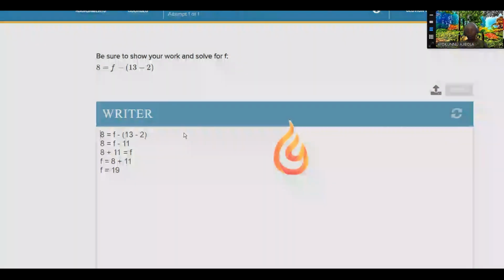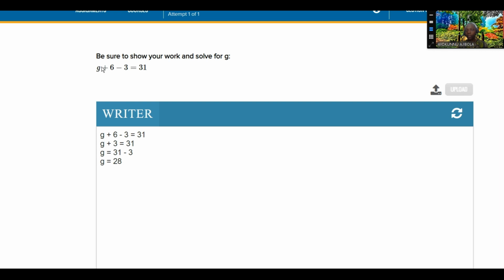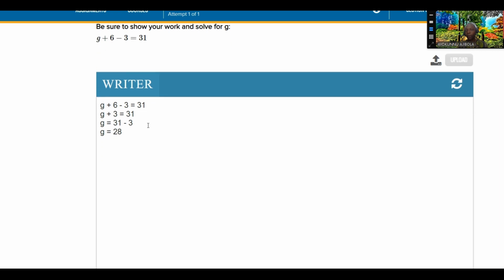And for the next one we did, it says we should find G to show our workings. So G is on the left side. There are other numbers that are with it. Those numbers will go to the right side, but before they go, we can subtract 6 minus 3 to give us 3. And the 3 is positive, it goes out to become negative. Is that clear? Yes. And 31 minus 3 gives us 28.